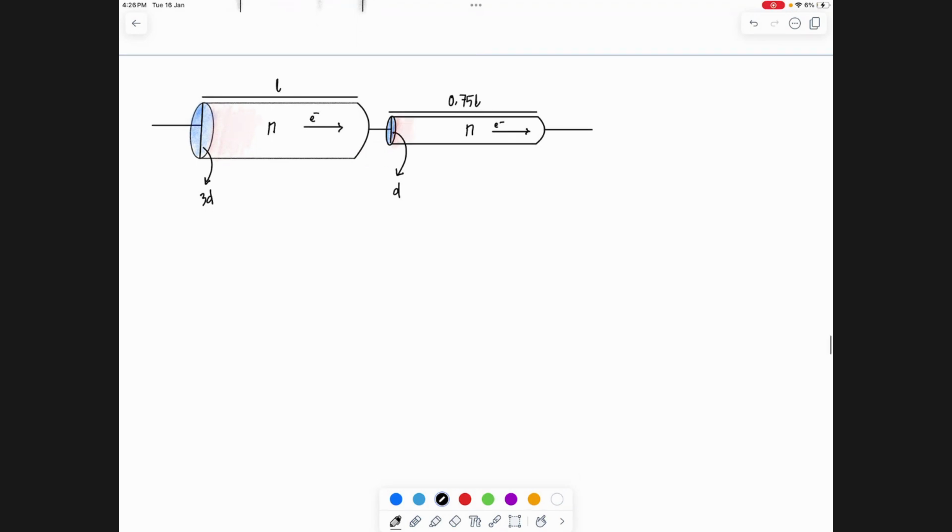So you need to find out if this is wire A and this is wire B, the ratio of the drift velocity in A by the drift velocity in B. So what is the velocity at which the electrons are traveling through A divided by the velocity with which electrons are traveling through B? So yeah, that's the question. VA by VB, try for the drift velocity ratio.